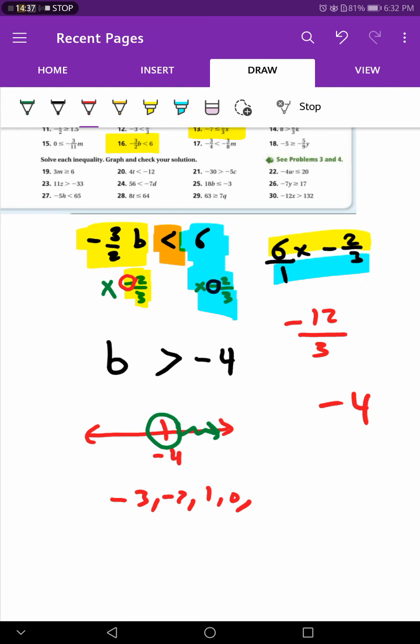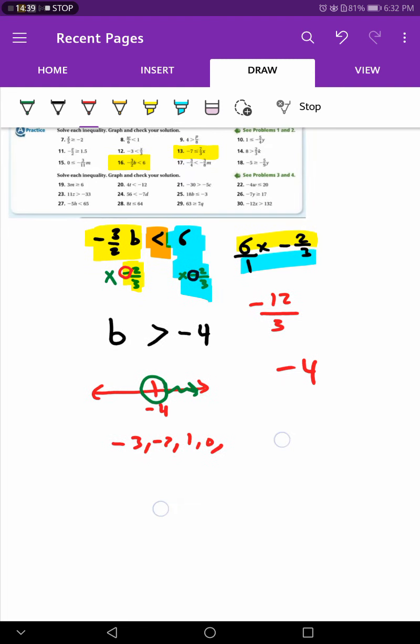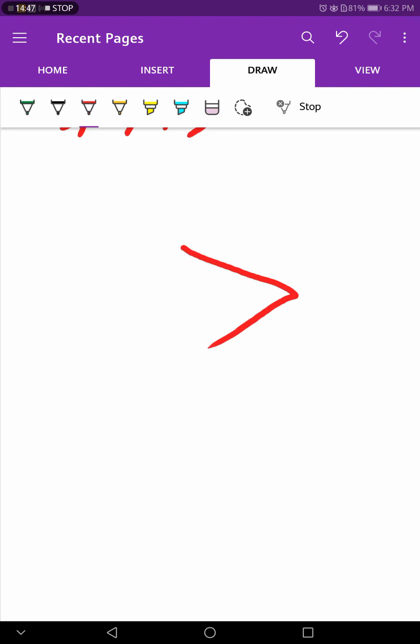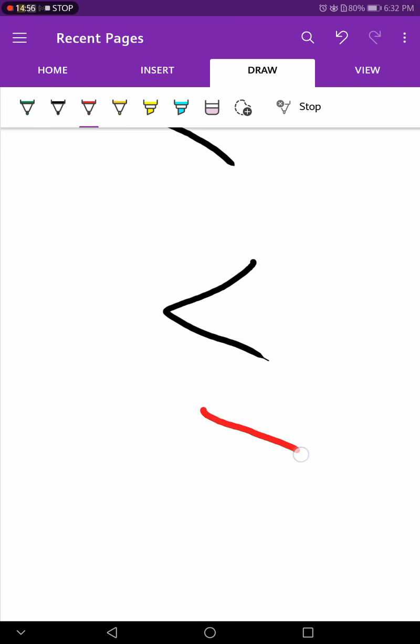It does not end. This is all, my boys. Don't miss that. If you multiply by a negative, you have to switch this sign: if it is greater, it will be less. If it is less, it will be greater.